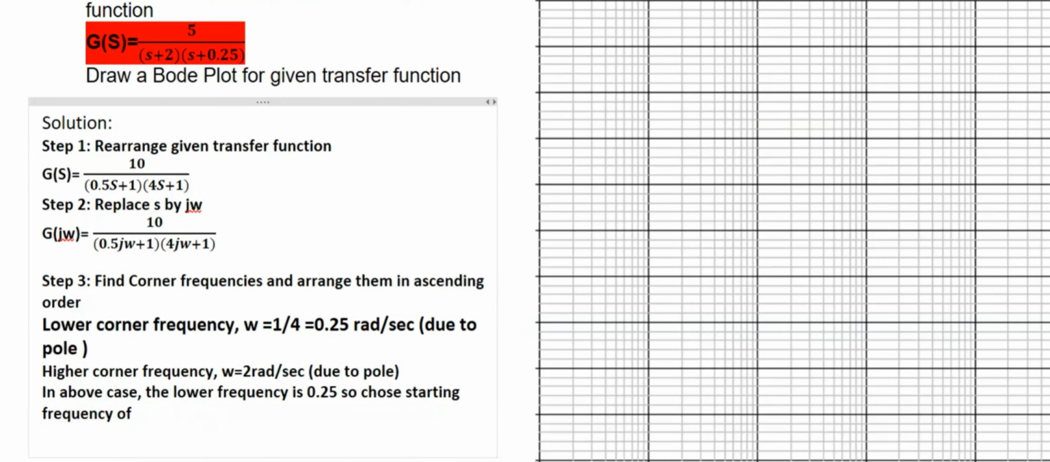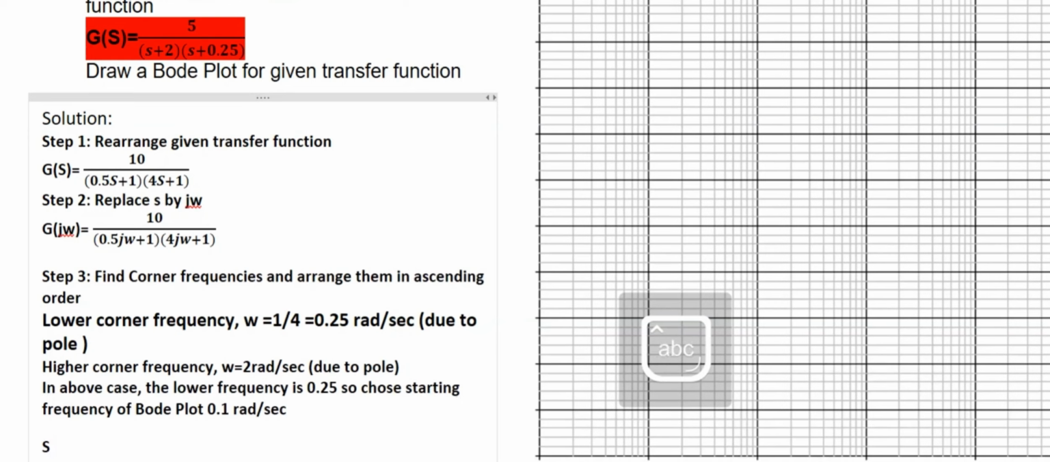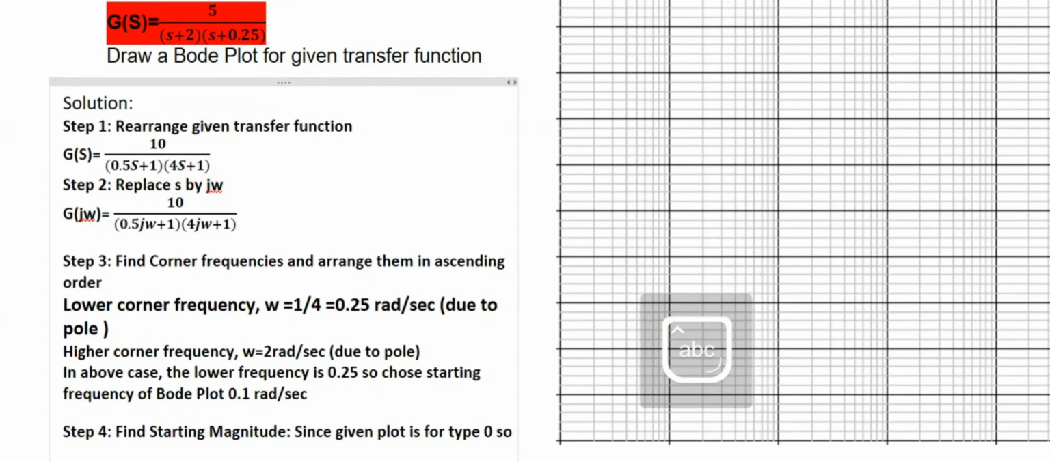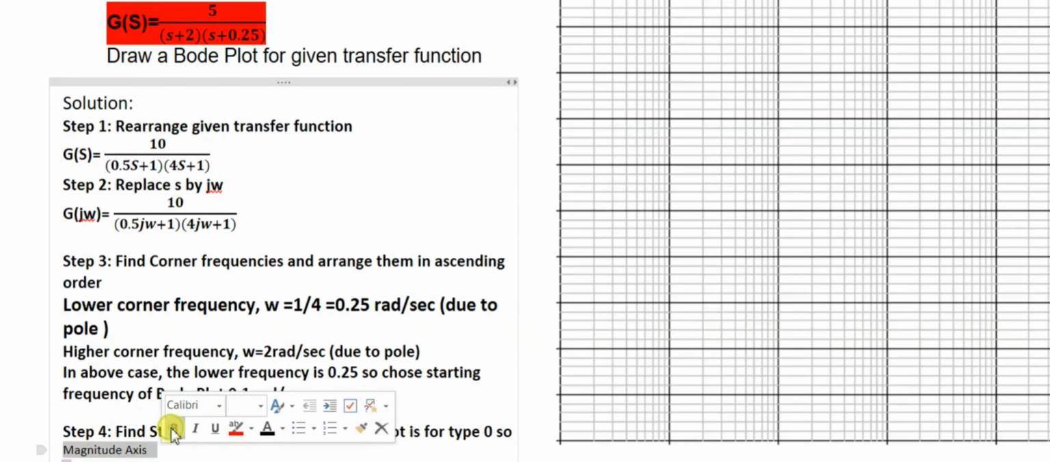As you can see in the above case, the lower corner frequency is 0.25 radian per second, so you need to choose an initial frequency below it. For this case, we have chosen the initial frequency 0.1 radian per second. Once you have selected the initial frequency, all you need to do is find the starting magnitude. To find the starting magnitude, as your type of question changes, the formula also changes. There is a slight change in the formula. For the type 0 case, you need to use this formula.